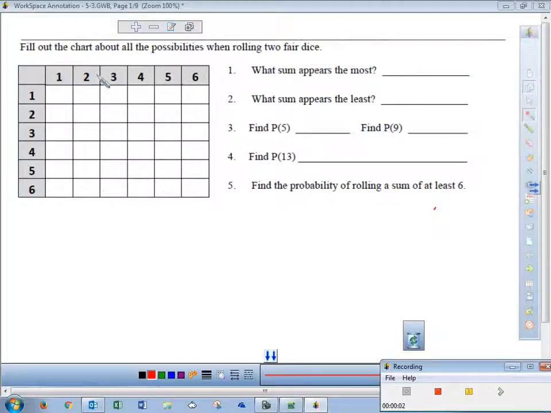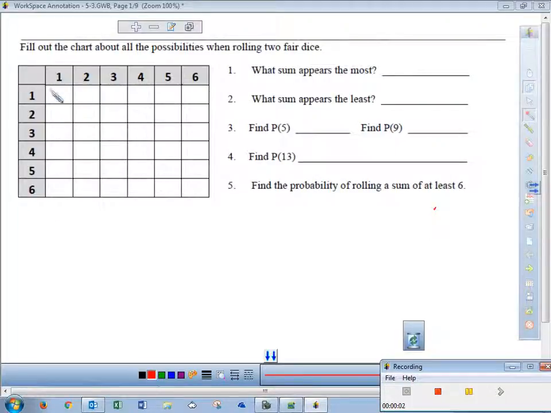So I'm not going to make you do that by way of the video, but here's one die. On that die, remember you could roll a 1, a 2, a 3, a 4, a 5, or a 6 because it's a six-sided die and it's fair. Same thing here. Here's the second die, 1, 2, 3, 4, 5, 6.